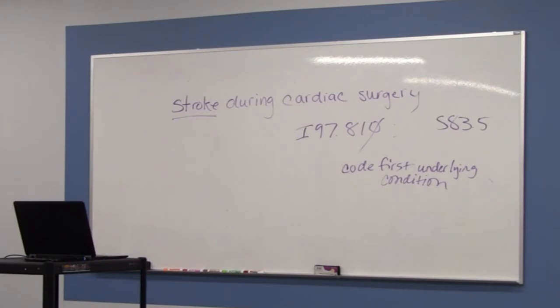Okay, so if you look at S83.5, it says sprain of cruciate ligament of knee, correct? It has a bullet that says you need another digit, correct? So I go down to S83.50, right? It says I need another digit, right? So then I go down to S83.501. It says I need another digit, right?